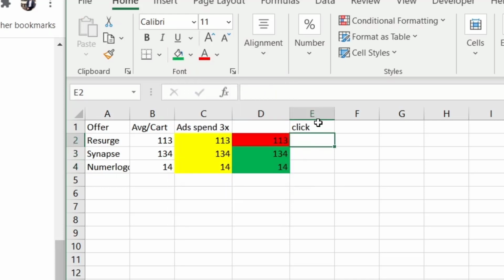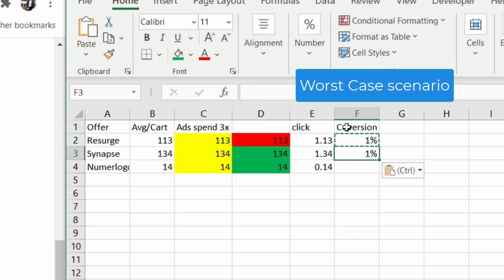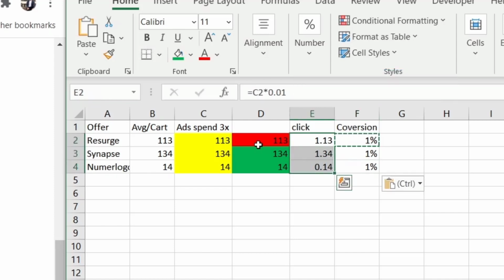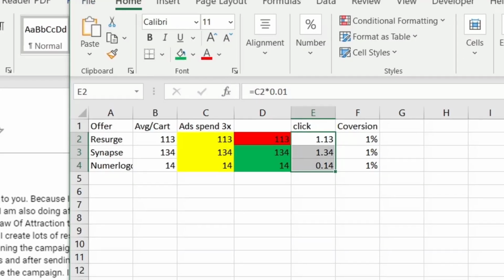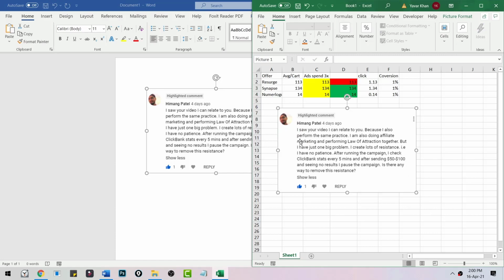And how much are you paying for the clicks? Imagine you're getting a 1% conversion rate, so this times 0.01 is how much you would be paying per click. Because if your conversion is 1%, that's the worst it could go. Then you need to pay around this much per click and create rules, guys. If you do this, this won't happen.